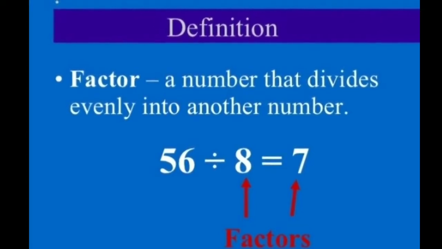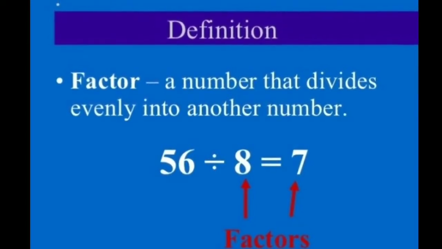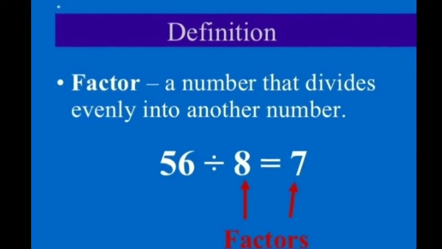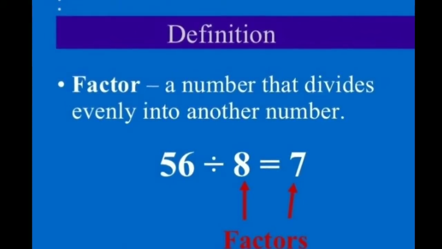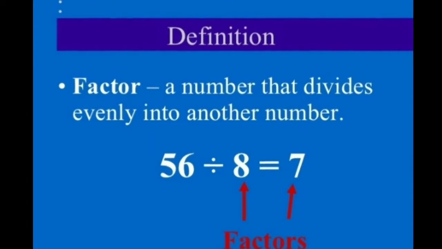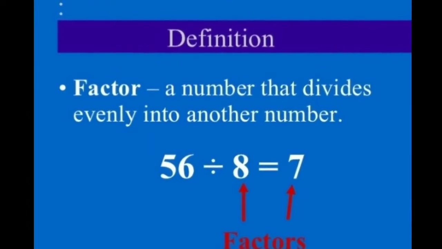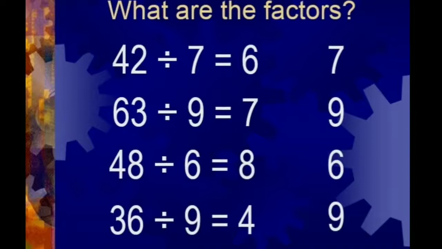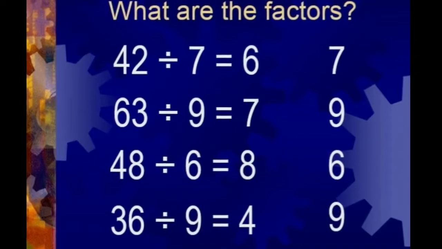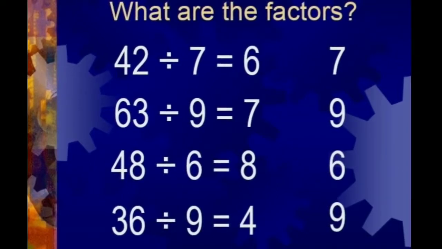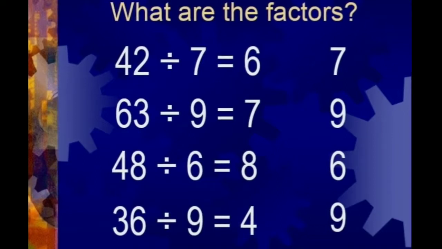It means that when you divide 56 by 8, you get the answer as 7. So here the remainder is 0. So the divisor and quotient are the factors of the dividend 56. Let us take some more examples here. 42 divided by 7 is equal to 6. So 6 and 7 are the factors of 42.